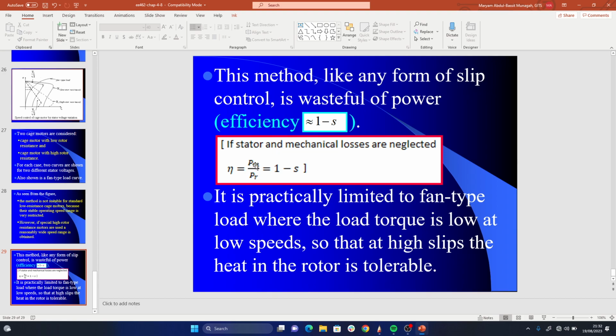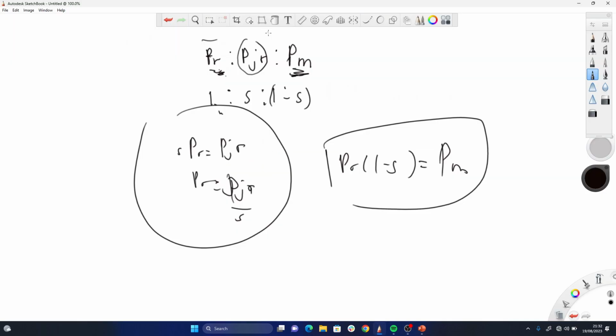So that's what he used to get this efficiency here. So PM over PR. Let's see. PM and PR. So as you can see, yes. So PM over PR, divide both sides by PR. PM over PR is equal to what? 1 minus slip. As you can see here. And this efficiency is PM over PR. And that is 1 minus slip.